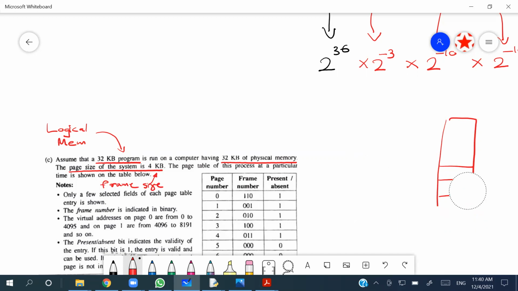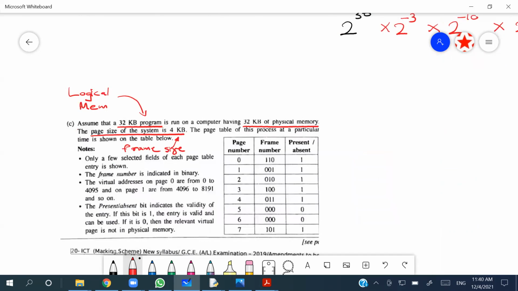So those factors are there in the question. Okay, moving forward, it is saying the page table of this process at a particular time is shown in the table below. So it has page number, frame number, and present/absent fields. Then only a few selected fields of each page table entry are shown. So these are called the page table entries. It is one big table, and only selected fields are shown by them. That's what they are saying.